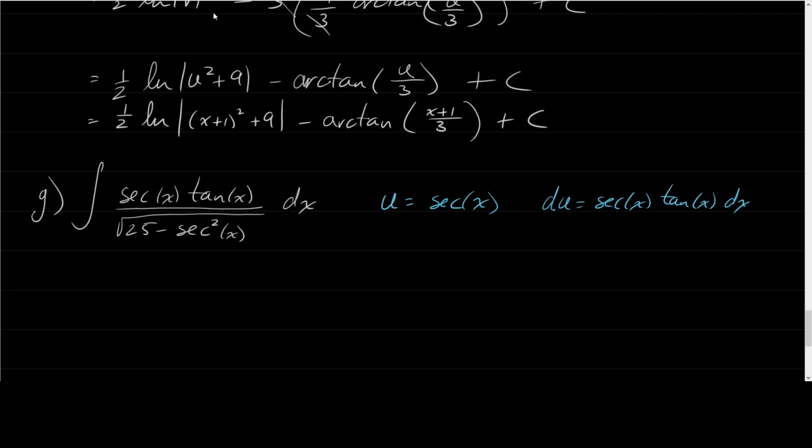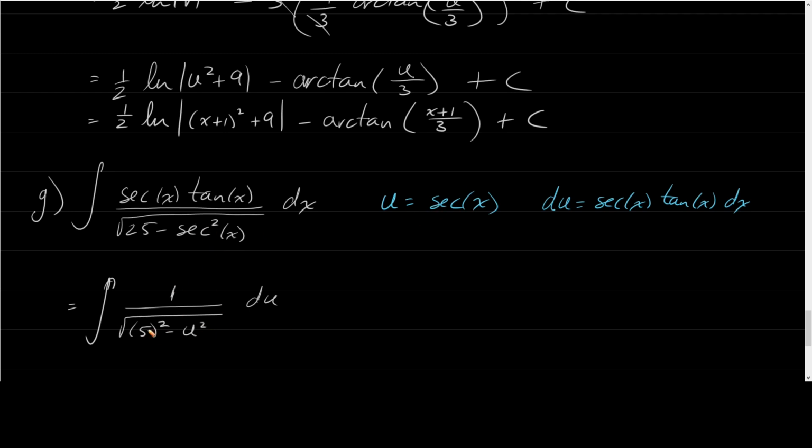So let's see what this integral becomes now. It becomes the integral of, well, we just said that entire numerator is just du. So I'm going to write it as 1 over some stuff du. And the denominator, 25 minus secant squared, I'm going to write as 5 squared minus u squared, right? Because secant was our u.